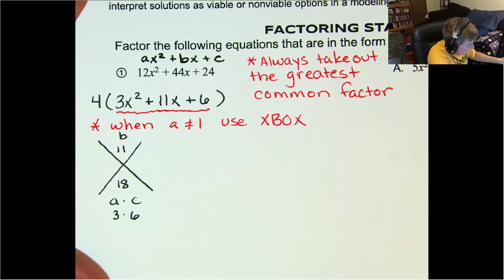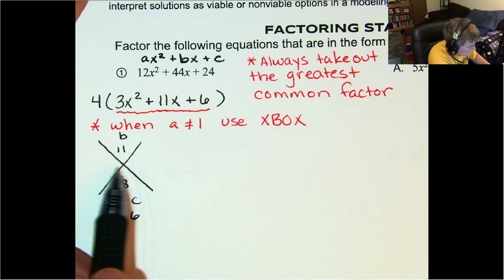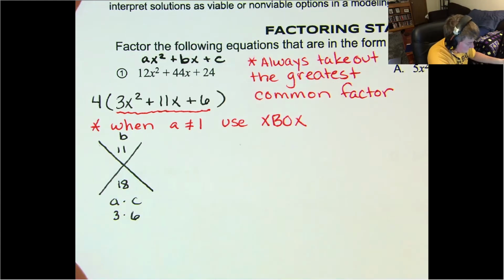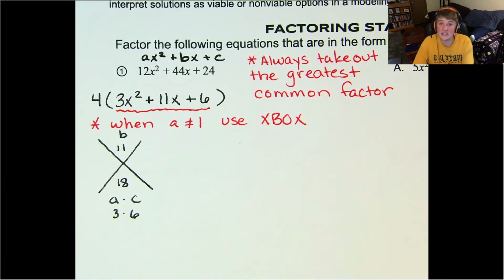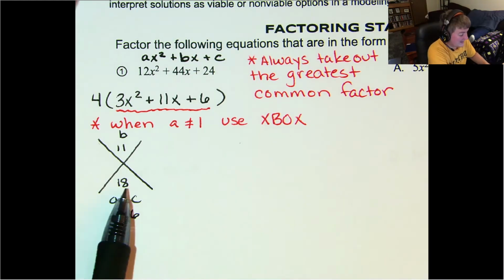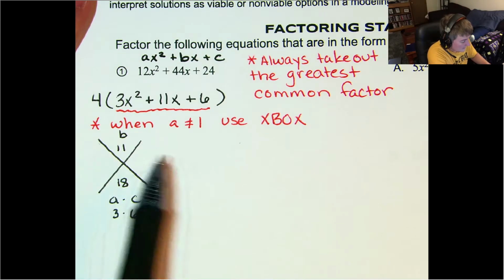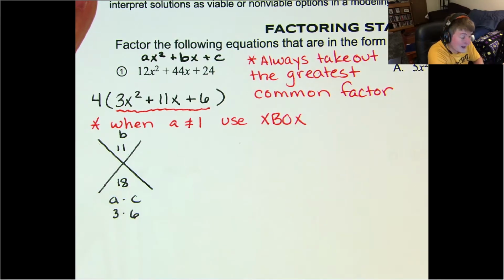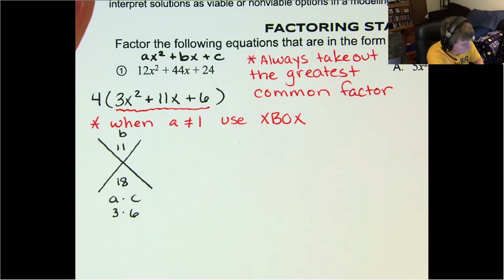Okay, and so then now I just have to figure out what's going to go in these slots, okay? And this is what's nice and consistent with the previous method: a lot of times we're just looking for numbers that multiply to C, add to B. Well, now, instead of multiply to C, add to B, we're looking for numbers that multiply to A times C and add to B. So I'm looking for the combination of numbers that multiply to 18 but add to B.